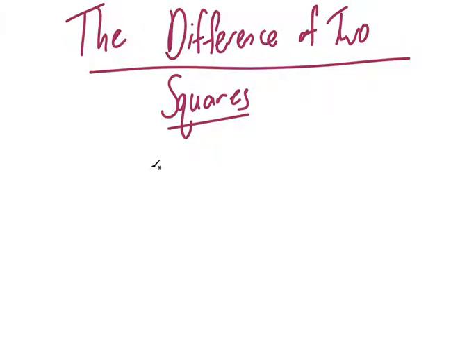Today we are looking at the difference of two squares. And this is an identity. So this applies to both expanding and to factorizing. So I'm going to start today by looking at an expansion. And I'm going to say let's expand.